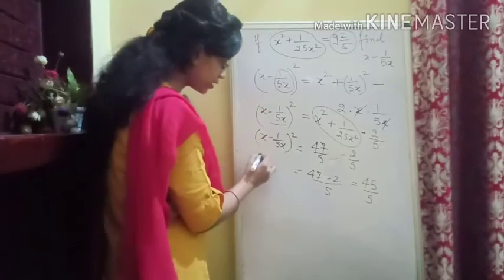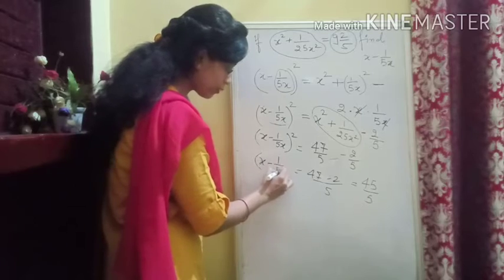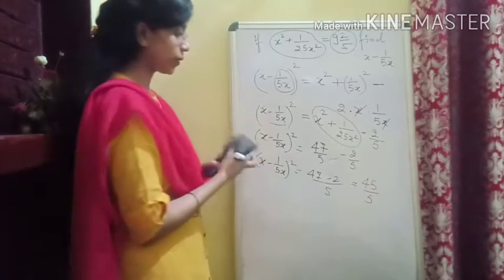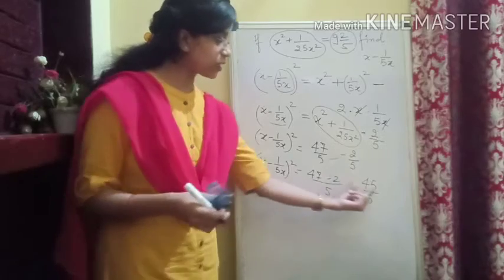And what we have in the LHS, x minus 1 upon 5x whole square. So we have calculated the value of this expression.